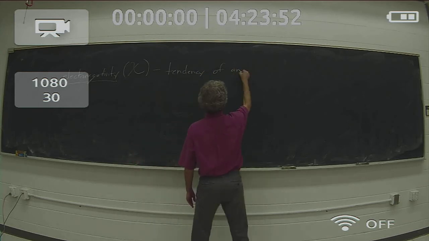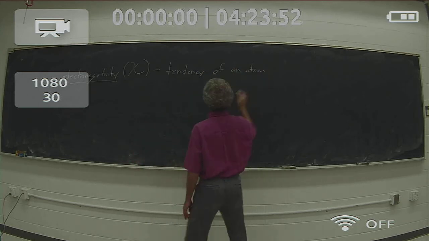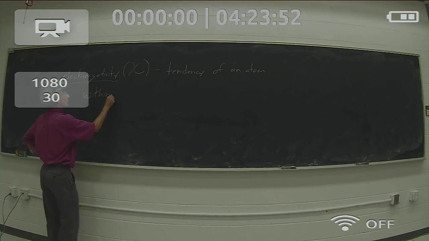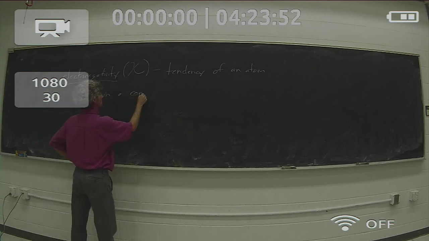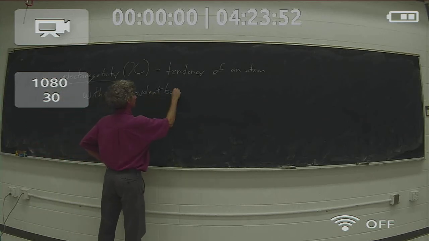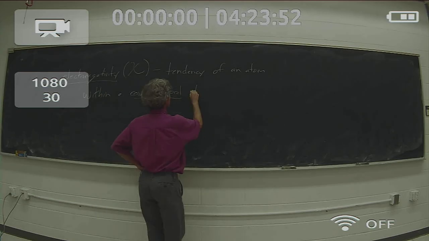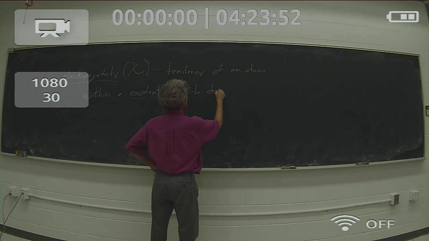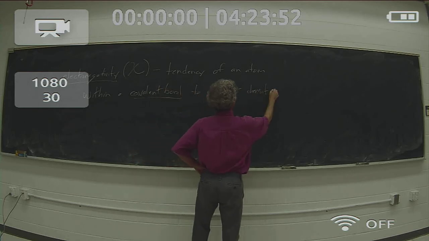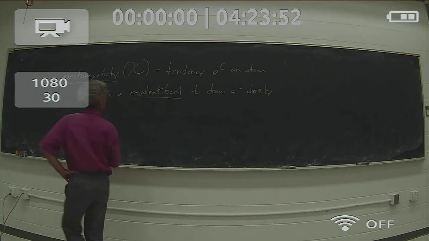of an atom within a covalent bond. That's crucial. Only within a covalent bond does it have any meaning. To draw electron density towards itself. And I use e minus as an abbreviation for electron.